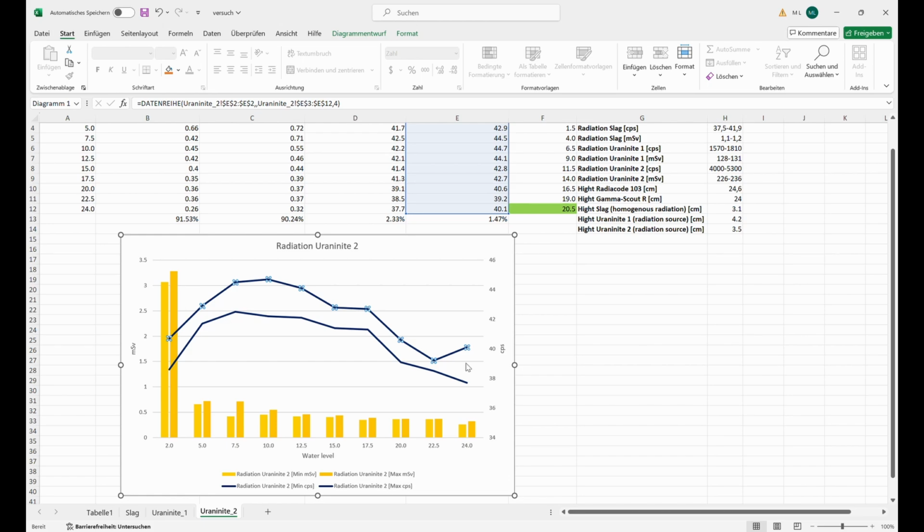What leads me to the statement that radioactive mineral exploration is possible as long as the source is strong enough, and that water is not as effective in shielding ionizing radiation as I originally thought.